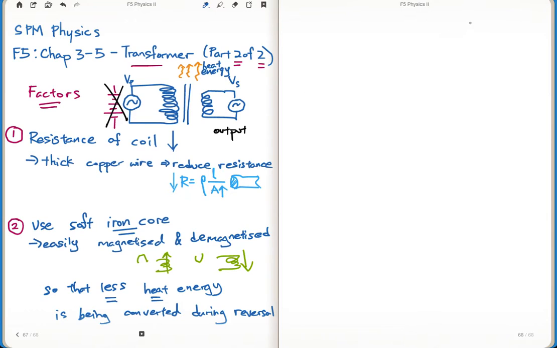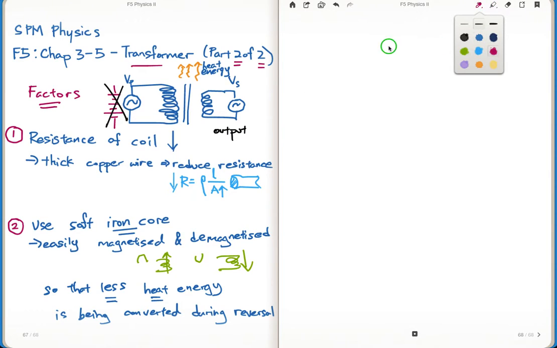The second point done. Third factor: you have the coil, you have the iron core. The third one is also related to the iron core. How are you going to do that? In order to do that, you use laminated layers.